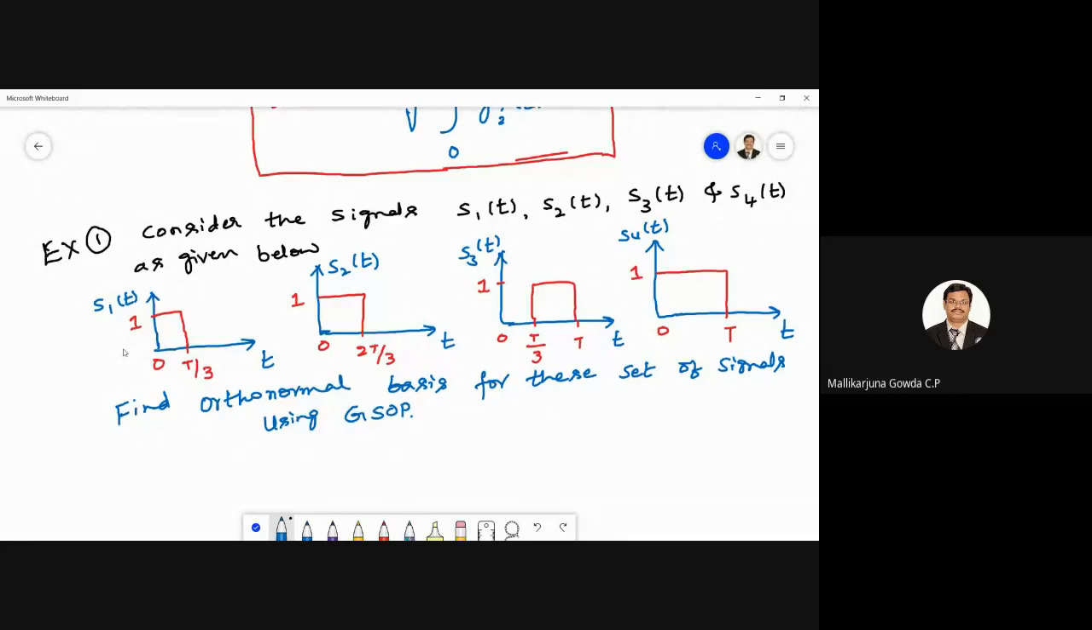So looking at the signals, what do you all understand? Are all these four signals linearly independent, or is there any dependency of one signal on another signal? I hope you understood my question. Yes, you should say yes or no. Independent. All four signals are independent.